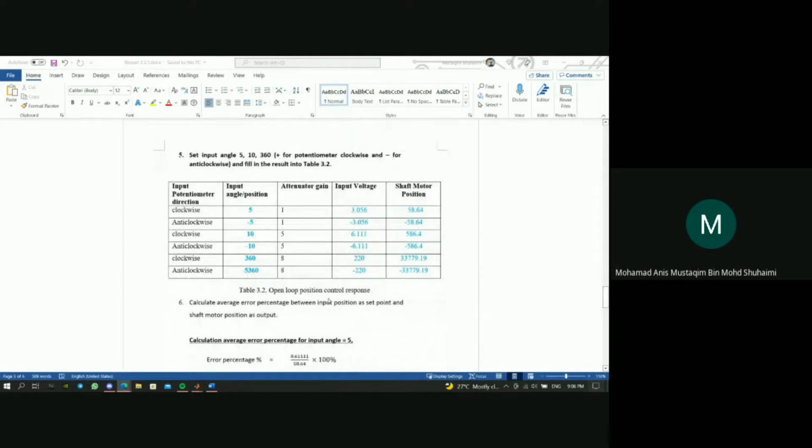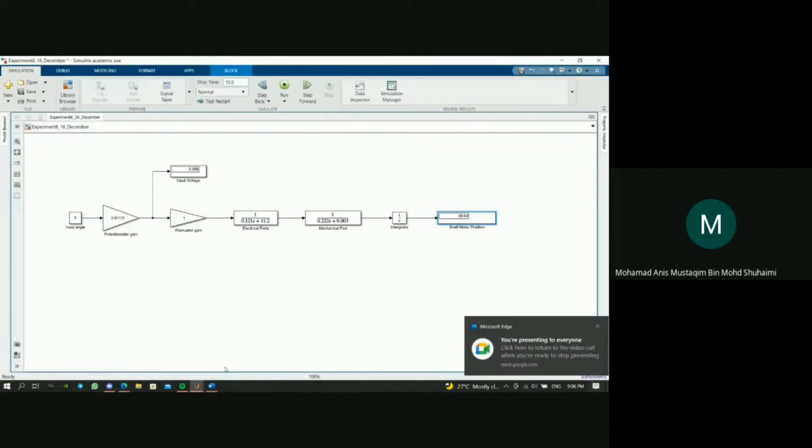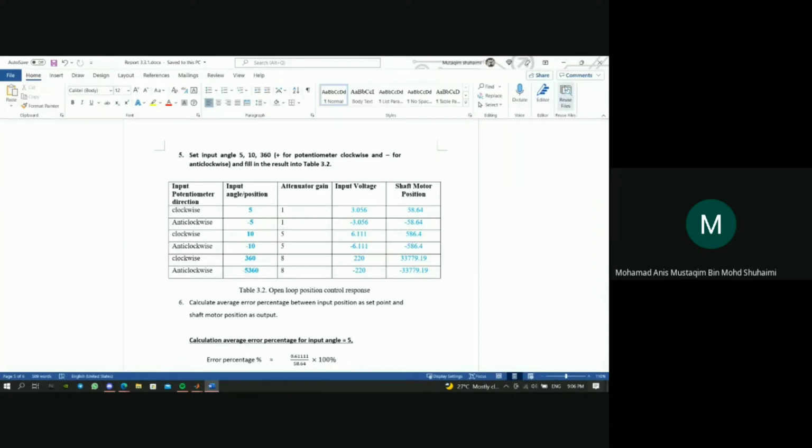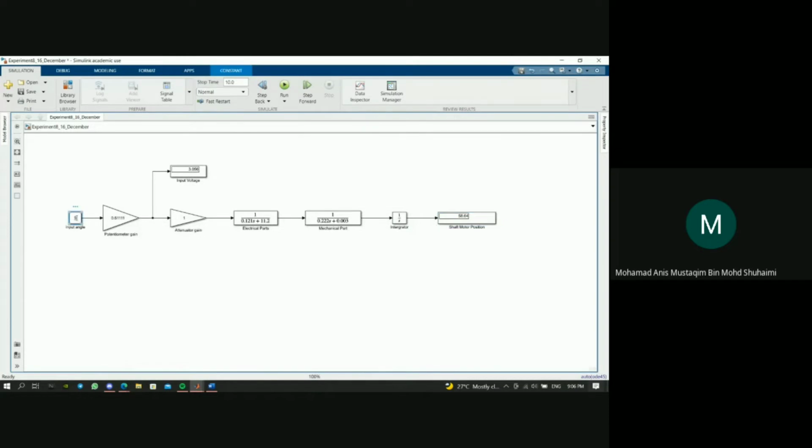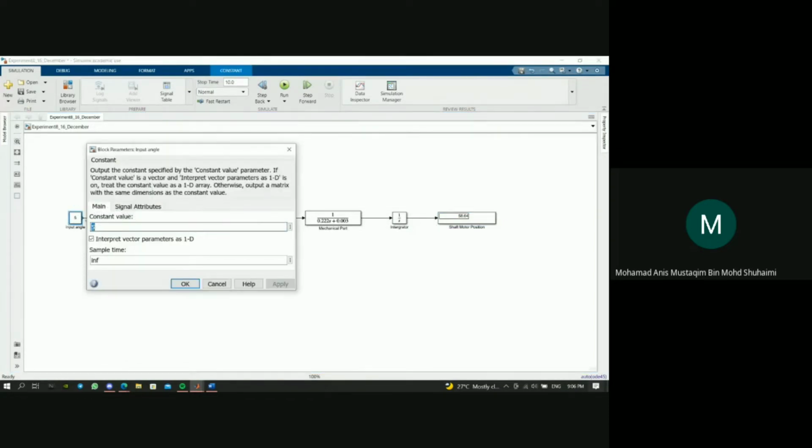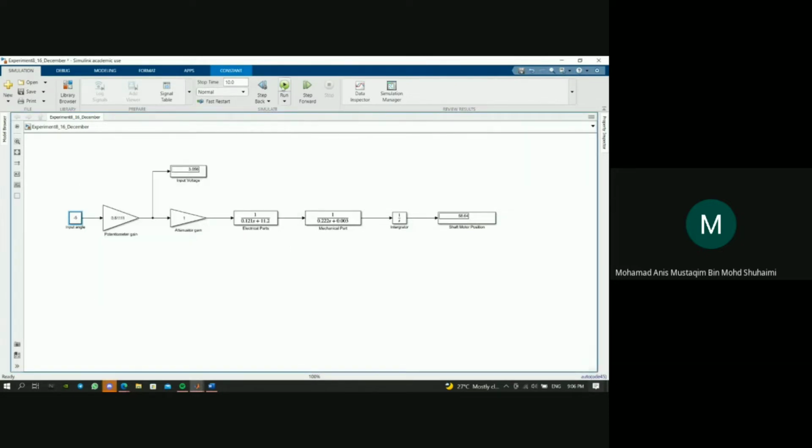Here is question 5. I will simulate. So here is the circuit that we need to build. As you can see, you get 58.64, which is the same as 58.6. And if you want to go anti-clockwise, just put a negative here, and the circuit will be in the anti-clockwise position.